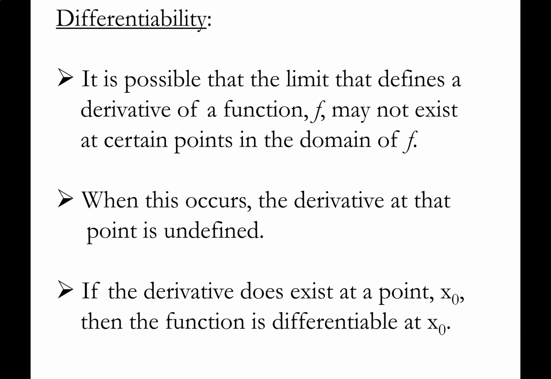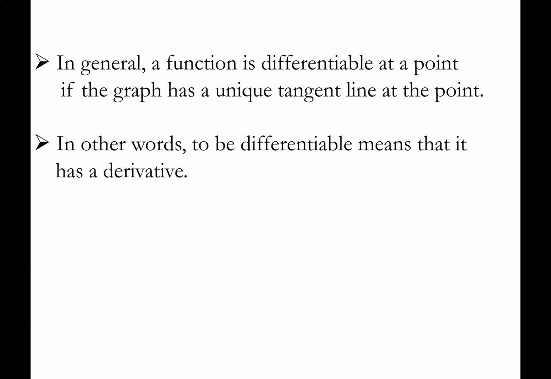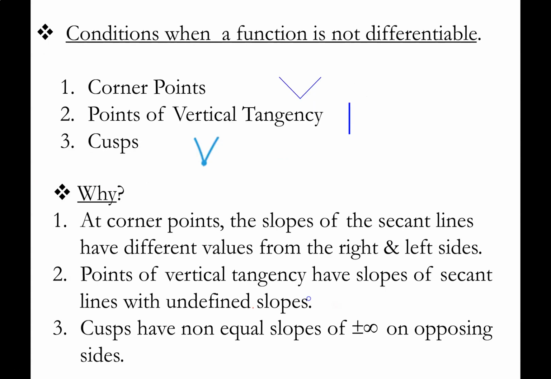So it is possible that a limit that defines a derivative of a function may not exist at certain points. When that occurs, the derivative at that point is undefined, or you could say it is not differentiable at whatever point that is. If the derivative does exist at a point, like x initial, whatever it might be, then we say it is differentiable. So in general, a function is differentiable at a point if the graph has a unique tangent line at that point. We'll get to that in a minute here. In other words, to be differentiable means that I can find its derivative.